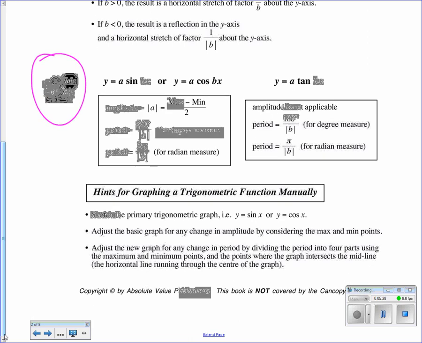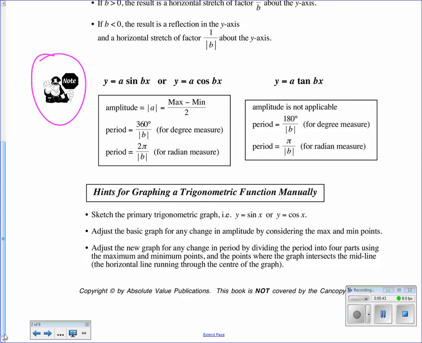Hints for graphing them manually. Sometimes you're going to have to graph manually or model it. You can always use your calculator, but sketch the primary trig ratio based on what you know from our work with lesson 6. Adjust the basic graph for changes in amplitude.